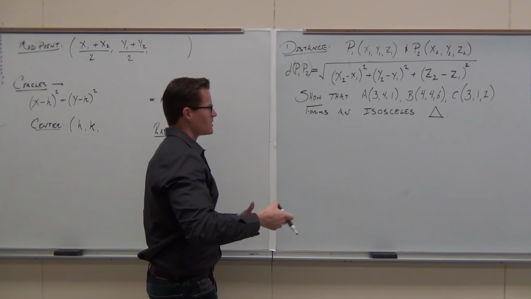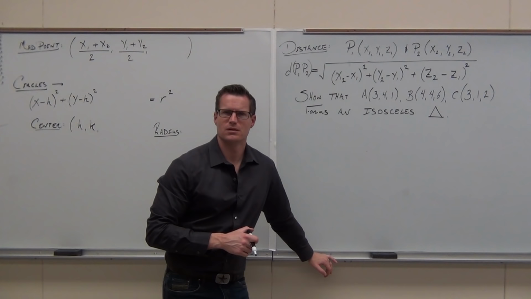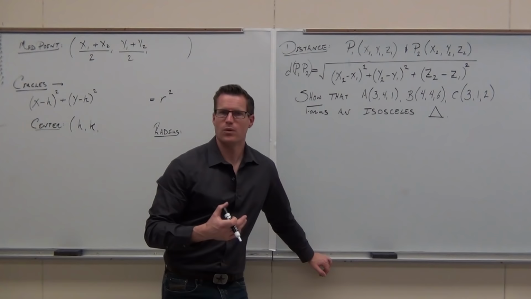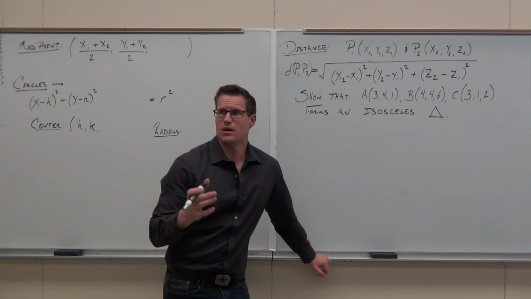Now, just a little short example. Do you know what an isosceles triangle is? Yeah, it's a triangle that has two sides that are exactly the same. So if I wanted two sides that had the same length and I had three points, well, I could find the distance between every set of two points and check those distances.